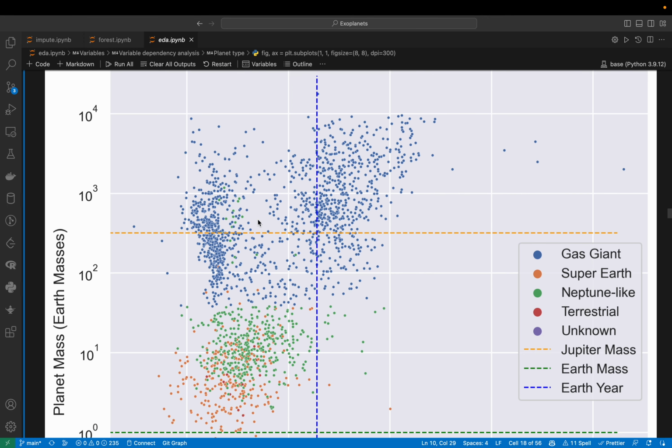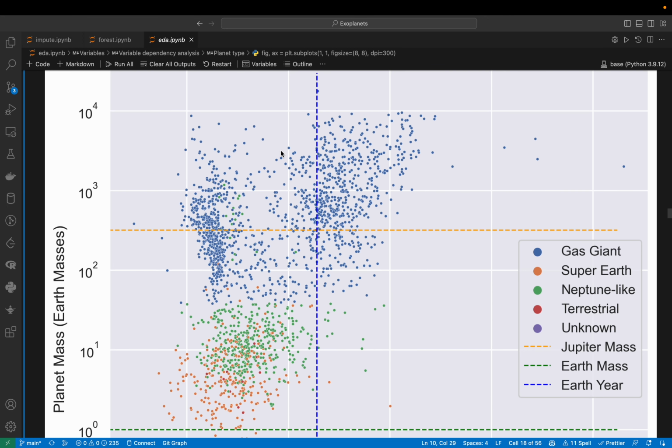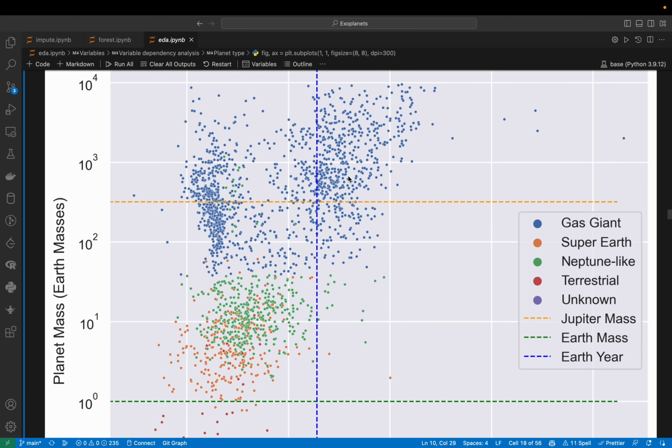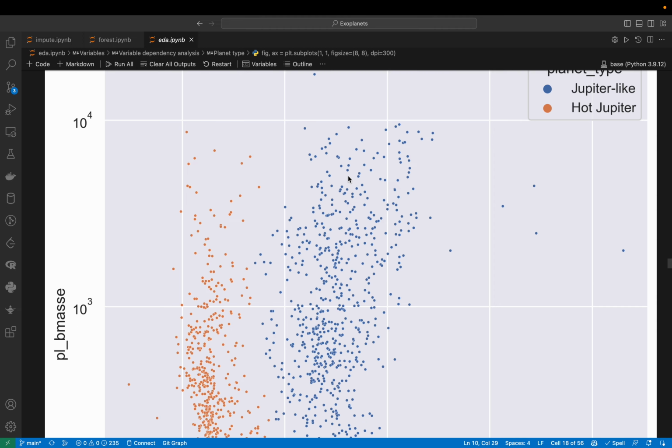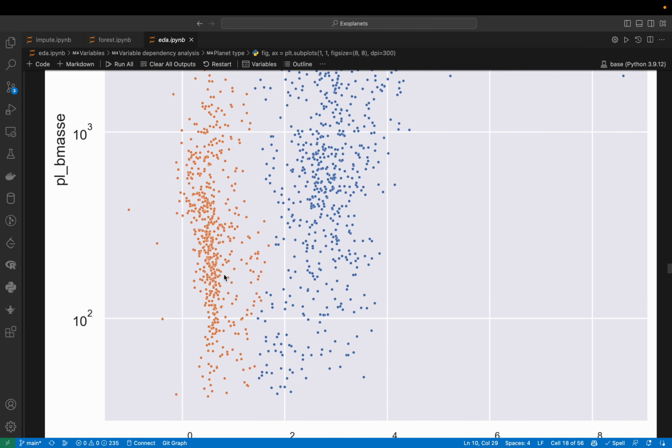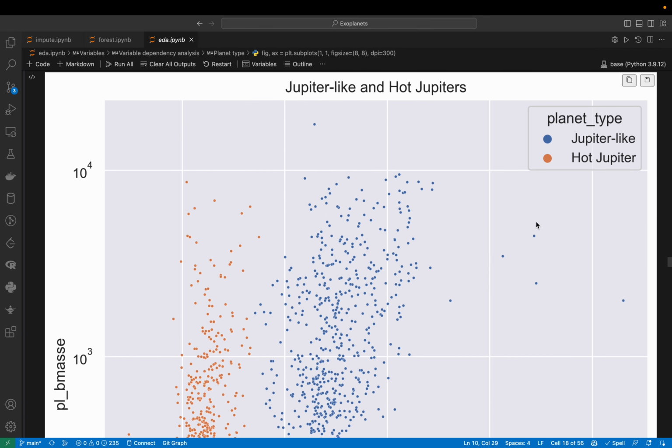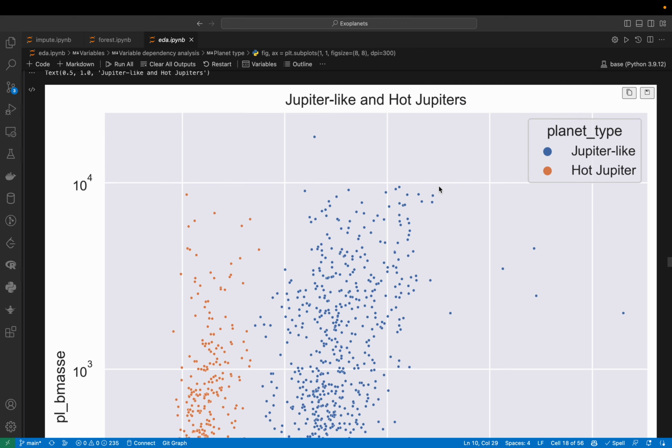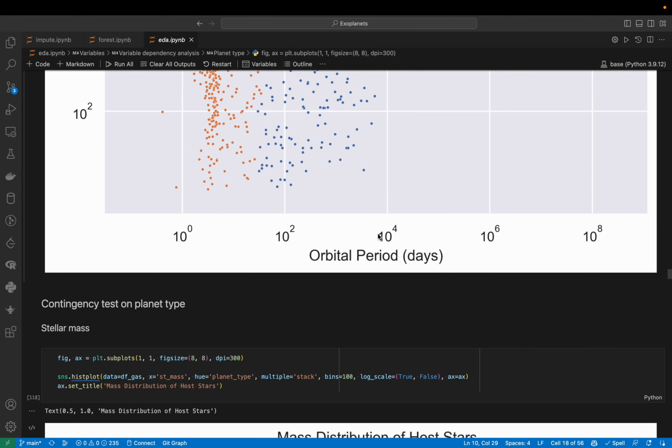As you can see in this plot, the gas giants can probably be divided into two categories. The first is short period, the other has a long period. The short period is closer to the host star and has a high temperature, and in astronomy it's called a hot Jupiter. The long period Jupiters are the normal Jupiters, as we see in our solar system.